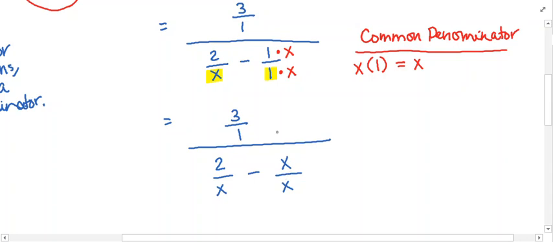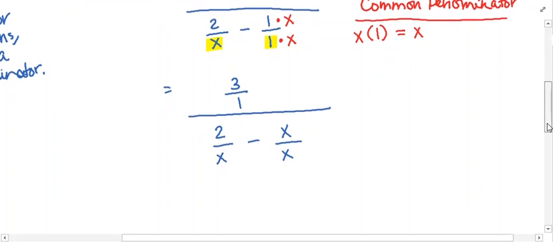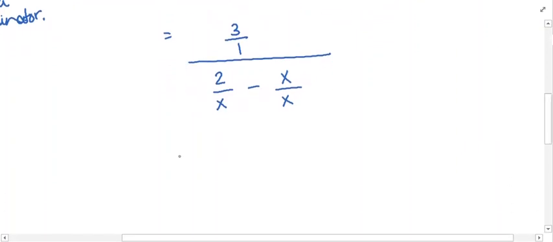X divided by x is 1. That's what we had initially, okay? Now both fractions have the same denominator, and we can combine them into one fraction. So in our next step, the numerator is going to remain 3 over 1.